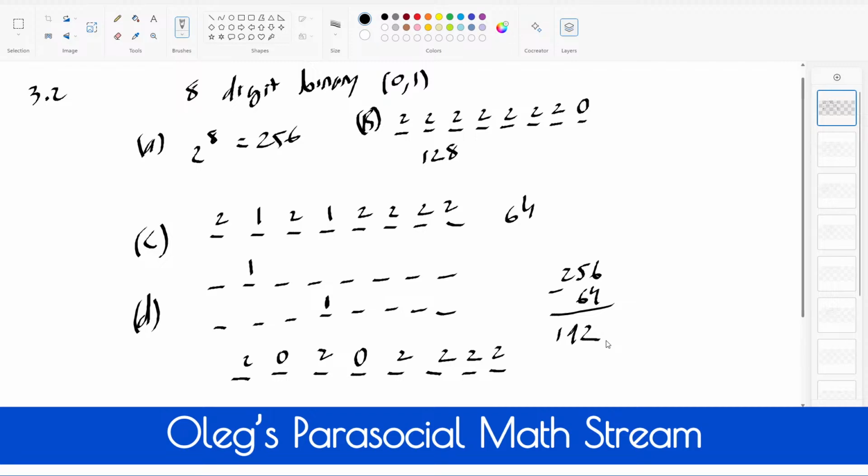All right. Let's see here. A is 256. B is 128. C is 64. D. By the multiplication principle, there are 2 to the power 6, 64 strings of each type. So there are 3 times 64, there's 192 8-digit binary strings whose second and fourth digits are ones.